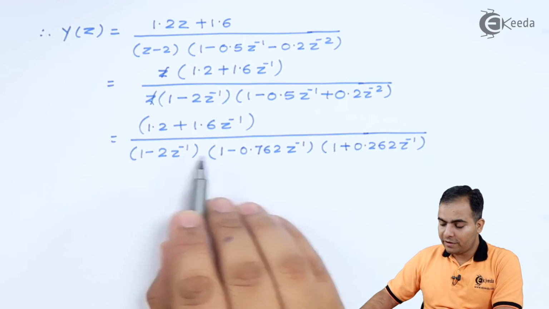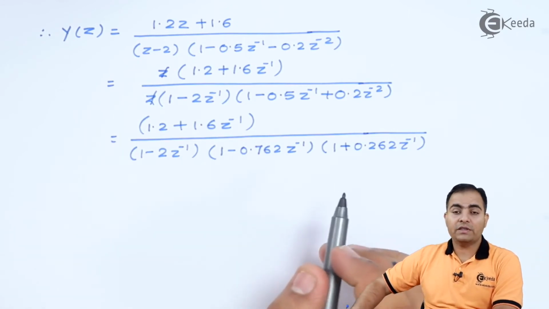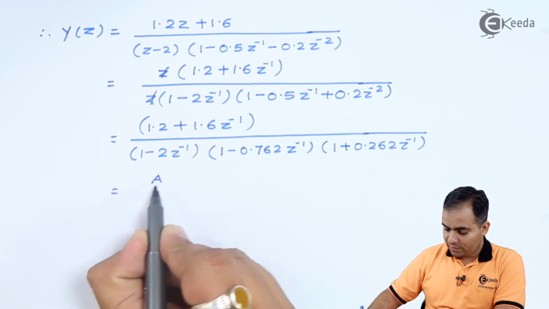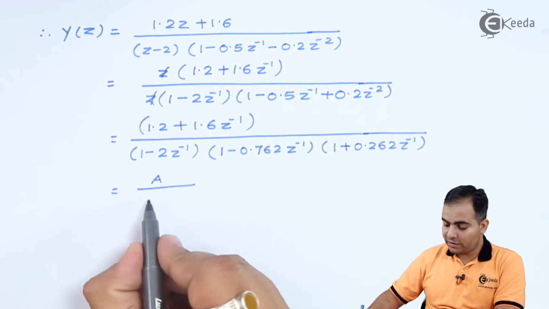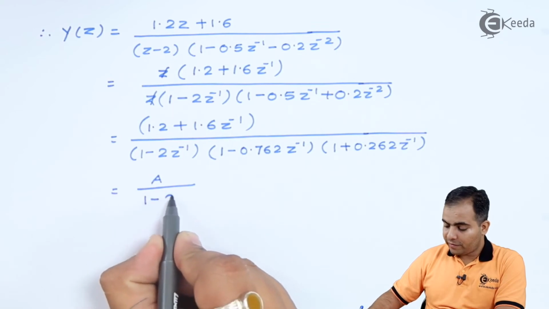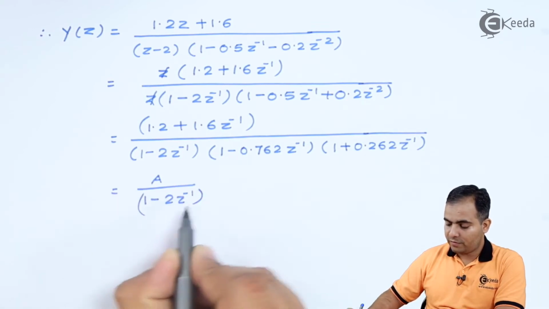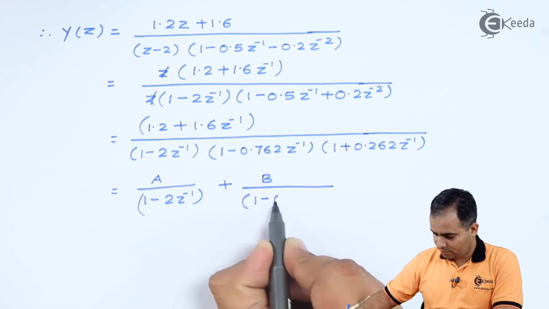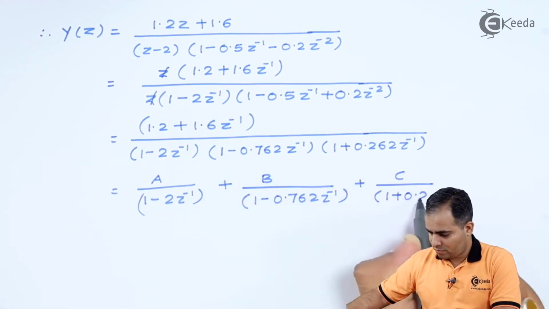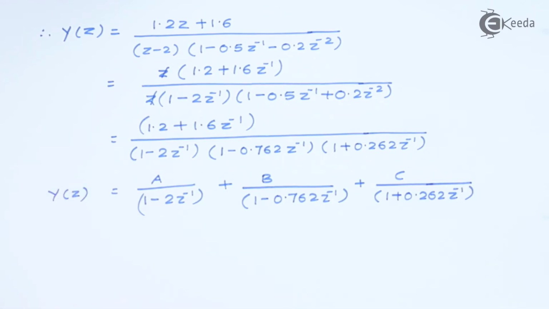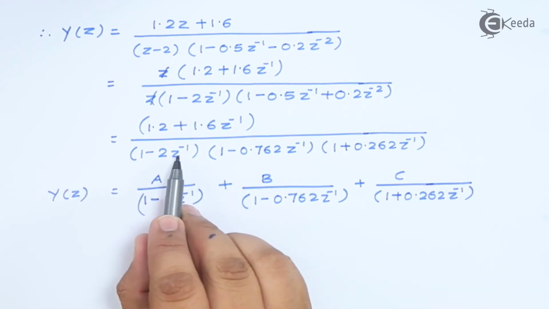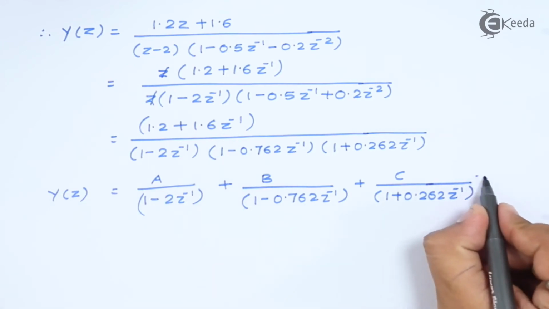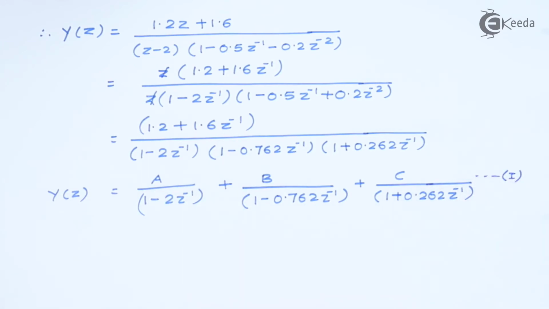Now if we have three factors in the denominator, then of course we will use three constants. So let's say my first constant is A. In the denominator of A, I'll write 1 minus 2z inverse. Next one is B, and the last one is C. Now I'll multiply this left hand side denominator on the right hand side, but before that I will mark this one as my equation number 1.